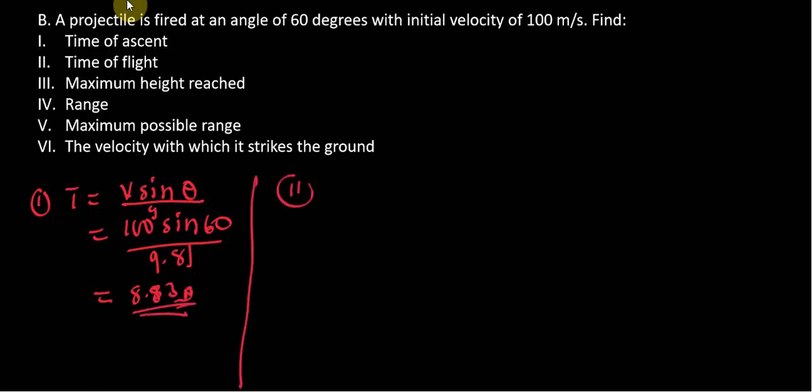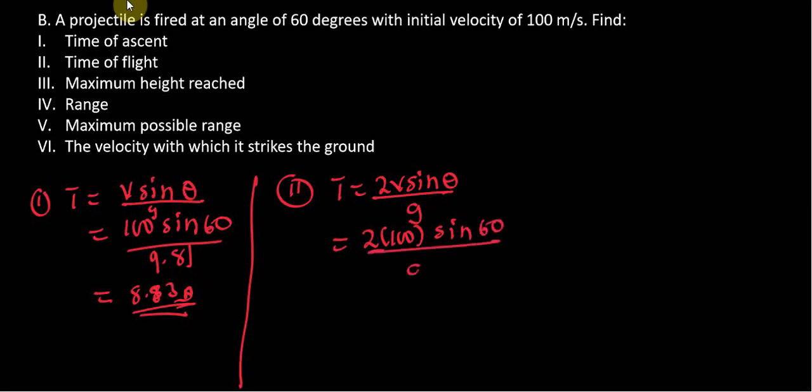Then the second one, time of flight is 2v sine theta over g. So 2 times 100, then sine 60 over 9.81. So meaning that your answer there will be 17.7 seconds. What is the other one?